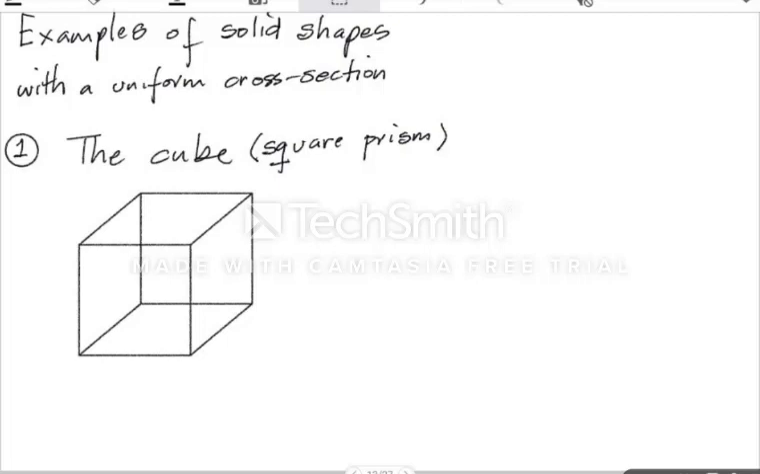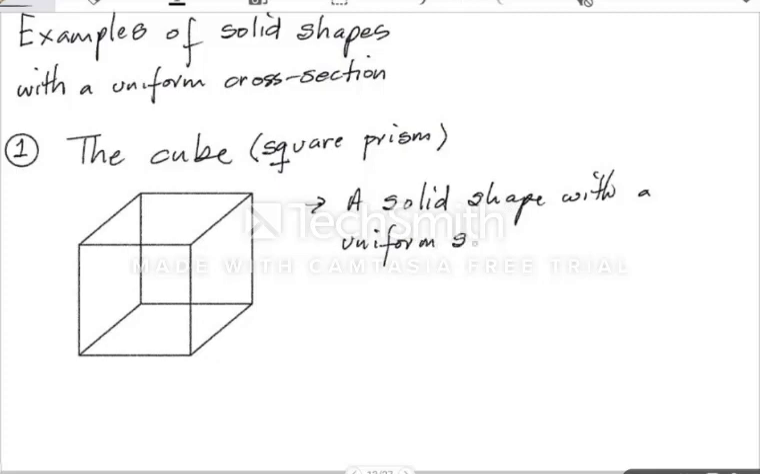Now the cube is a solid shape with a uniform square cross section. So what do I mean by that?